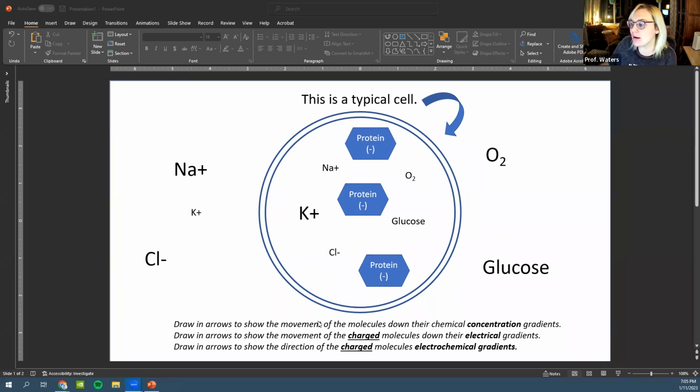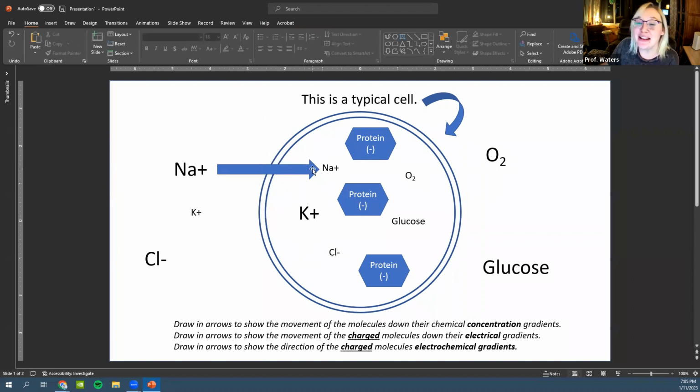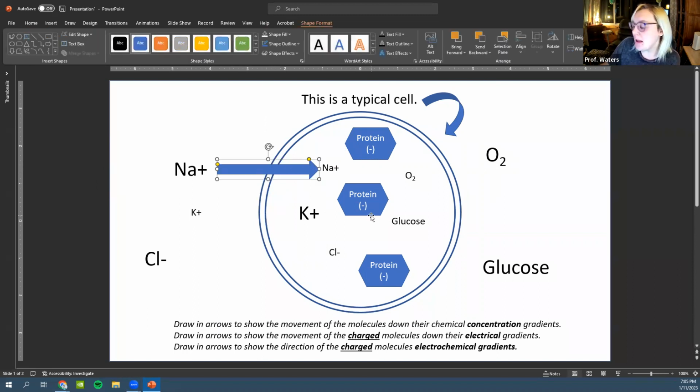I want you to draw in arrows to show movement of the molecules down their concentration gradients, their chemical concentration gradients. When we move down our concentration gradients, remember we're moving from an area of high concentration to low concentration. So for example, I would draw in an arrow here of sodium moving down its concentration gradient by going into the cell. Okay.